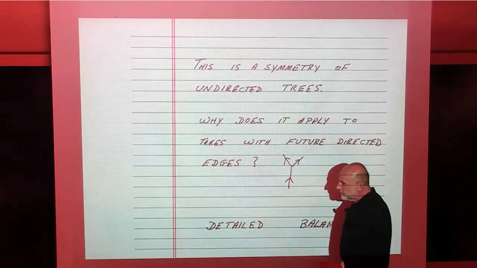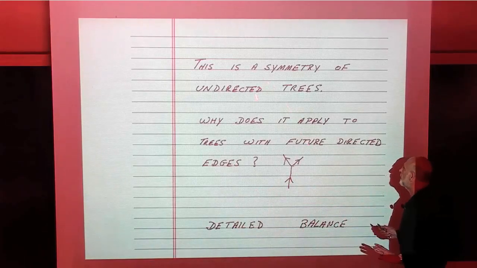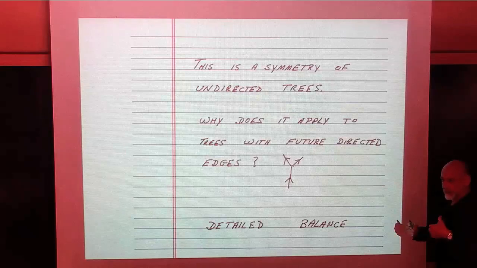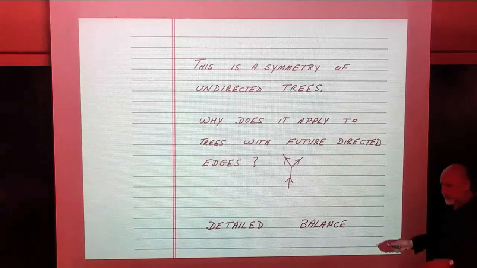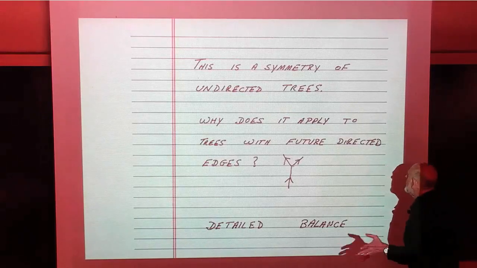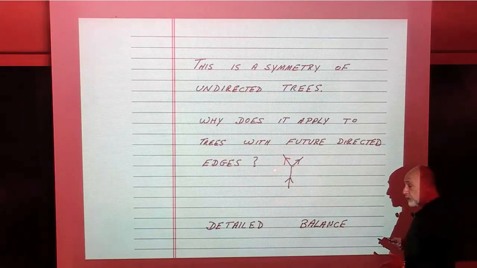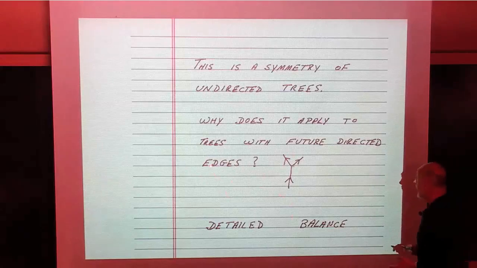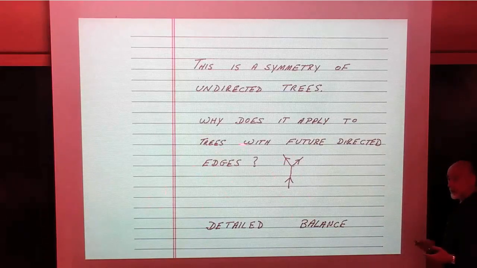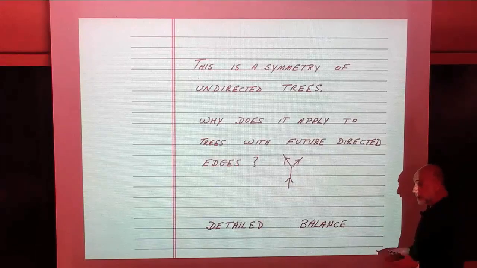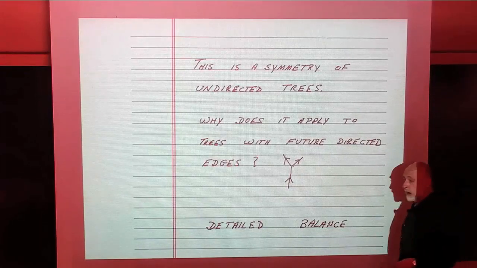The symmetry that I've described is a symmetry of undirected trees. Undirected trees means that the links have no directionality to them. Why does it apply to trees in which, by definition, each link has a forward direction in time? The answer is detailed balance. Without the detailed balance, this would not be a symmetry. The detailed balance is the time symmetry, forward and backward, of the equilibrium eigenvector.